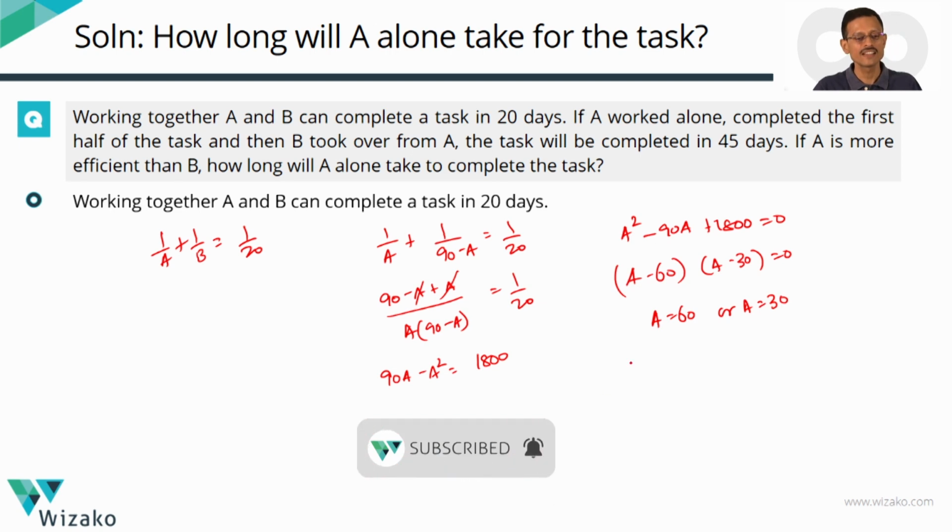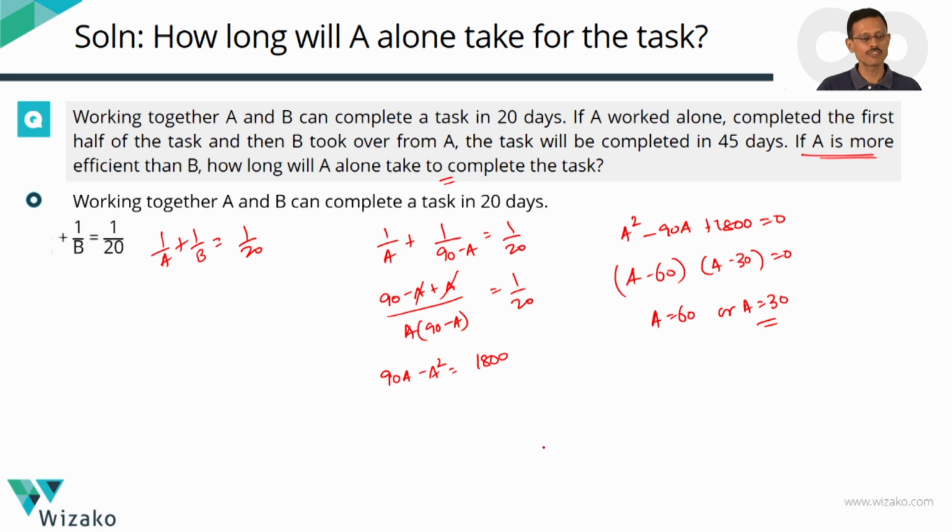How do we decide which is A? The last part gives us that information. It says that A is more efficient than B. This part of it says that A is more efficient than B. A person who is more efficient will take lesser time. So A takes 30 days to complete the task.